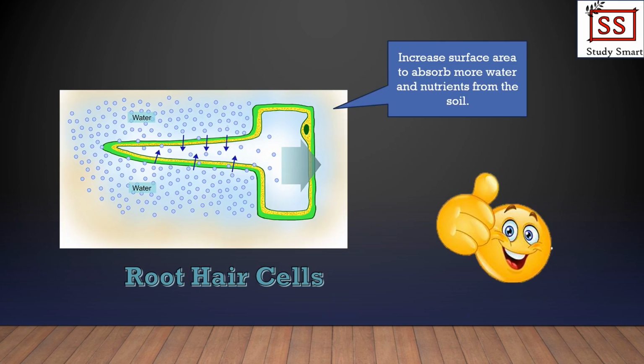The last plant cell we want to study today is the root hair cell. Root hair cells function to increase the surface area in order to absorb more water and nutrients from the soil.